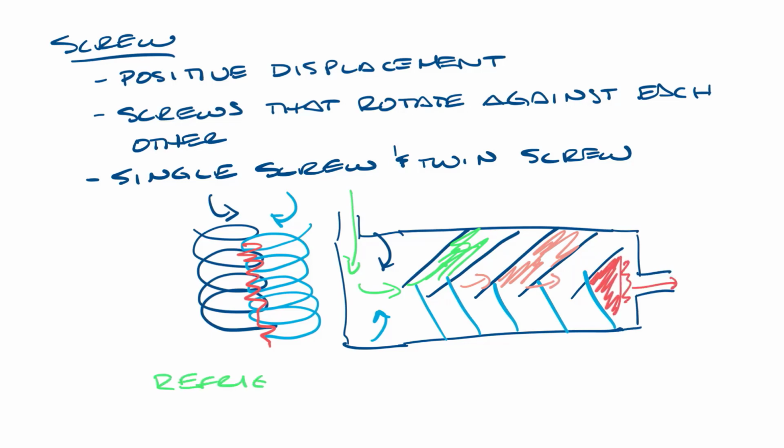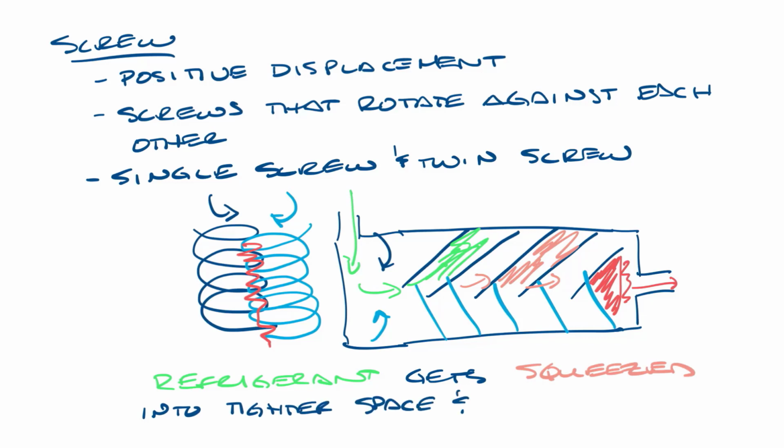So let's write this one out again because it's a little bit hard to tell what's going on in the drawing. The refrigerant that comes in, green in the drawing, gets squeezed through the compressor into tighter spaces, and it comes out the other end as a high pressure, in the drawing red, refrigerant. Let's move this over and look at scroll compressors.